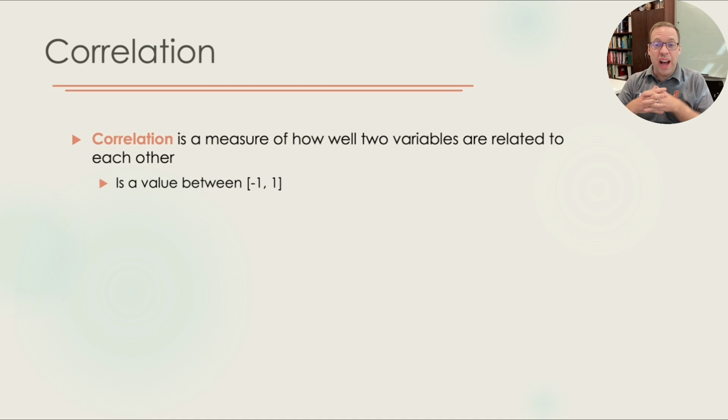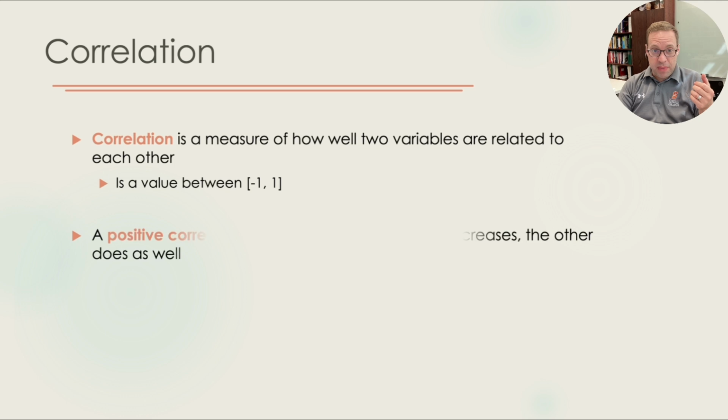Correlation is a measure of how well two variables are related to each other, and the correlation is always going to give you a value between plus and minus 1. Now, what do those numbers mean? A positive number, in other words, a positive correlation, means that if one variable increases, the other increases along with it. And they work together with that.